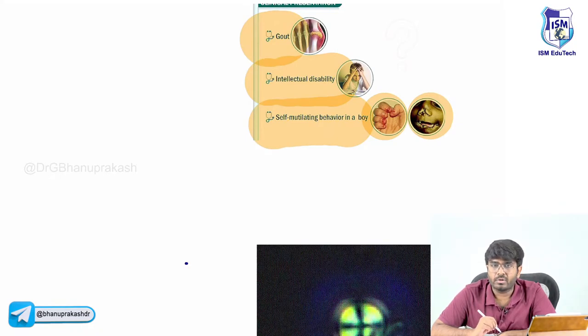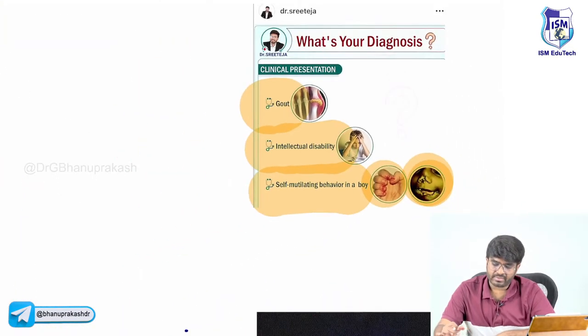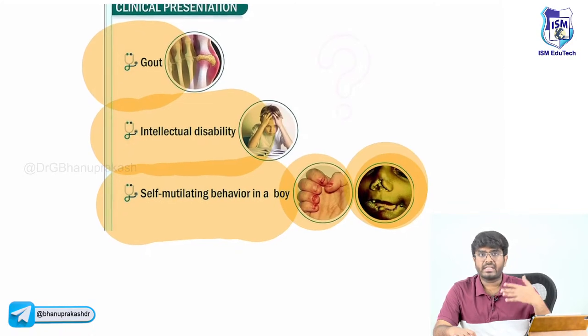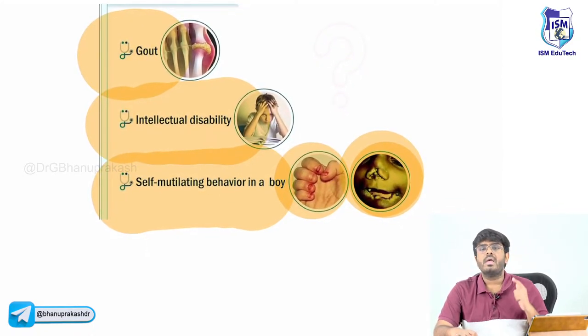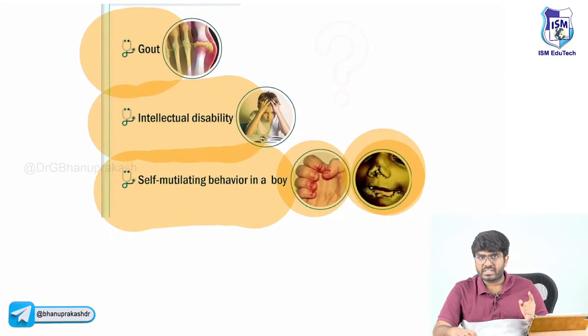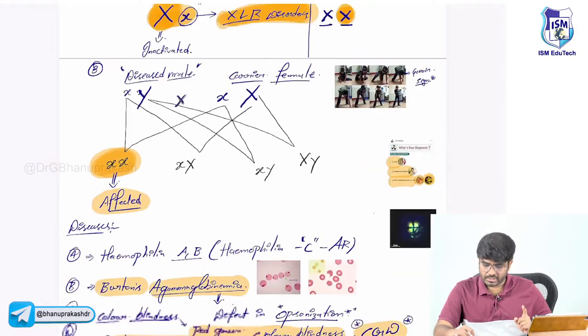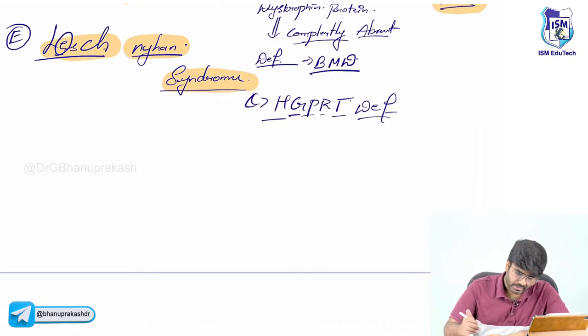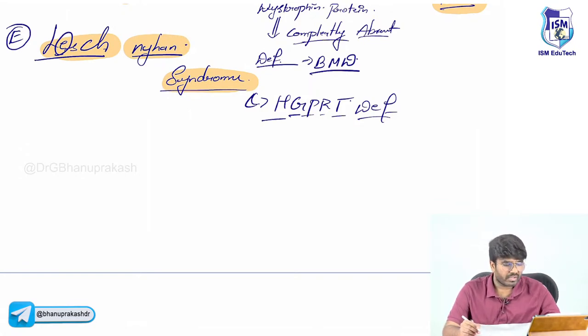So, why specifically am I talking about a boy here? Because X-linked recessive diseases are going to affect the males. So, what is the diagnosis? If a person is suffering with gout, intellectual disability and self-mutilating behavior, this patient is suffering with Lesch-Nyhan syndrome, hypoxanthine-guanine phosphoribosyltransferase deficiency. It's an X-linked recessive disorder. Done, sir. E completed. After this, what do we have to discuss?